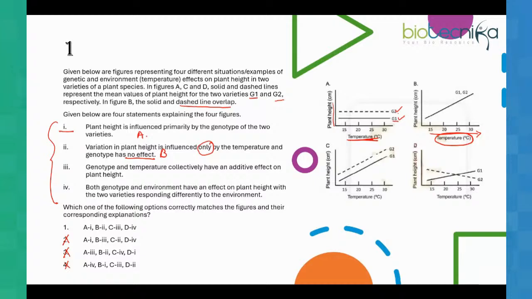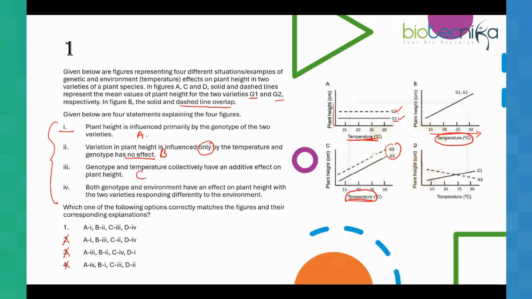Now for C, let's analyze this graph C also. In graph C, G1 and G2 have different heights, which means genotype is influencing the height. Along with that, we see that with temperature, height is also increasing. Means the height of the plant is not only influenced by the genetic factor, but also by temperature. So genotype and temperature both have an additive effect on plant height. As temperature increases, height also increases.